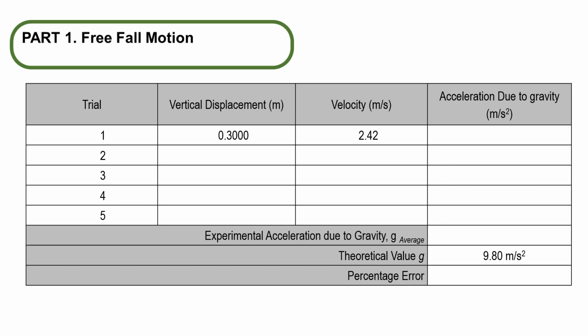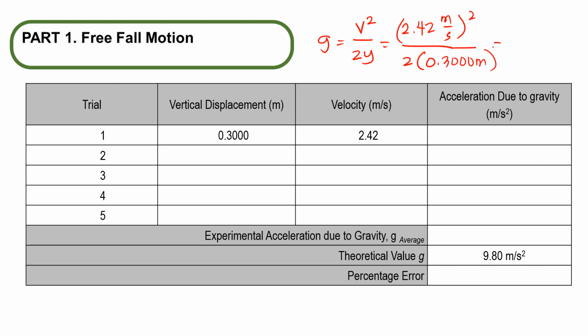Again, suppose we have 0.3, which is the value for the vertical displacement, and for the velocity that is equal to 2.42. Let us compute now for acceleration due to gravity. Again, the formula is v squared divided by 2y. Based on the given, the velocity is equal to 2.42 meters per second. So we have to square this and then divide it by 2 multiplied by the vertical displacement or the position, which is equal to 0.3 meters.